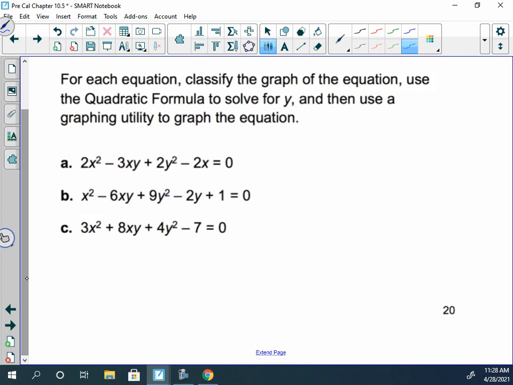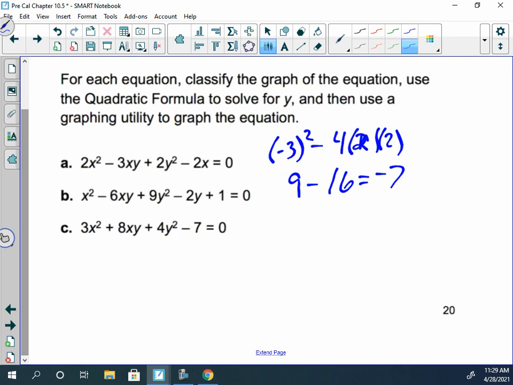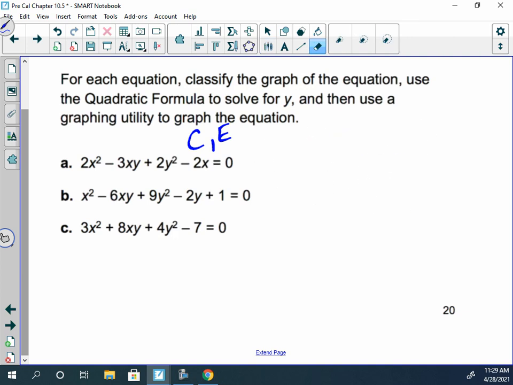Now for these here, we can use the discriminant. So here, b is -3, squared, minus 4, a is 2, c is 2. Well, 3 squared is 9. 4 times 2 is 8, times 2 is 16, which gives us -7. So this is either a circle or an ellipse, and we'll see which one it is in a minute.